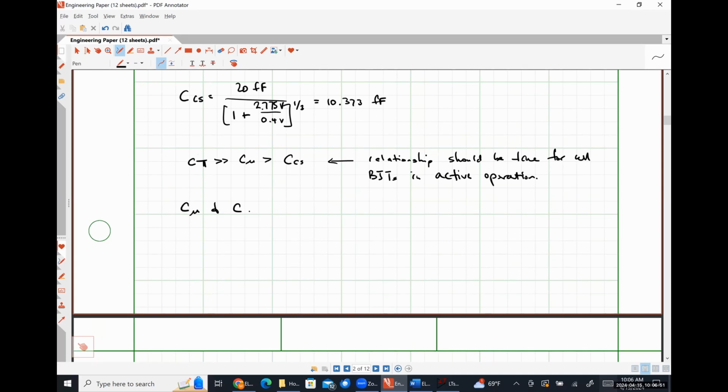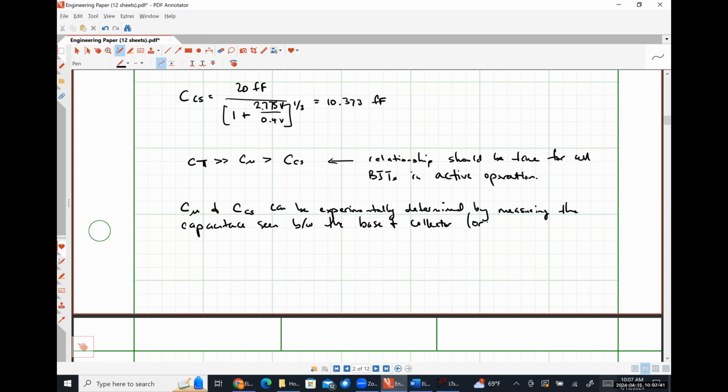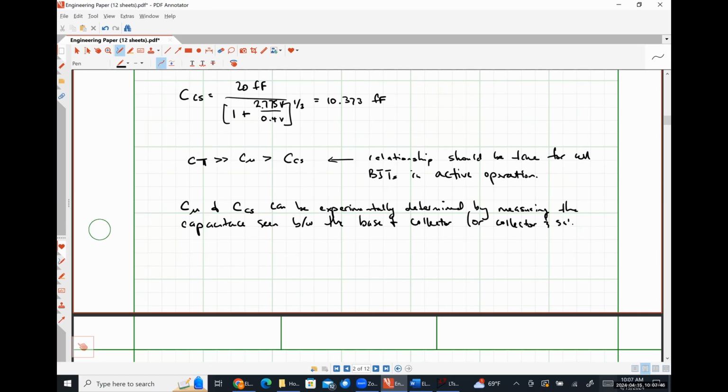C mu and CCS, of course, the small ones that in the grand scheme of things are going to matter less than C pi, can be experimentally determined by measuring the capacitance seen between the base and collector, or collector and substrate, at the desired reverse bias voltage.